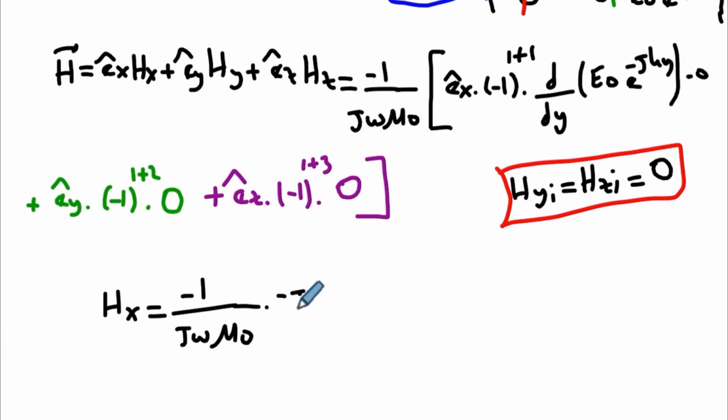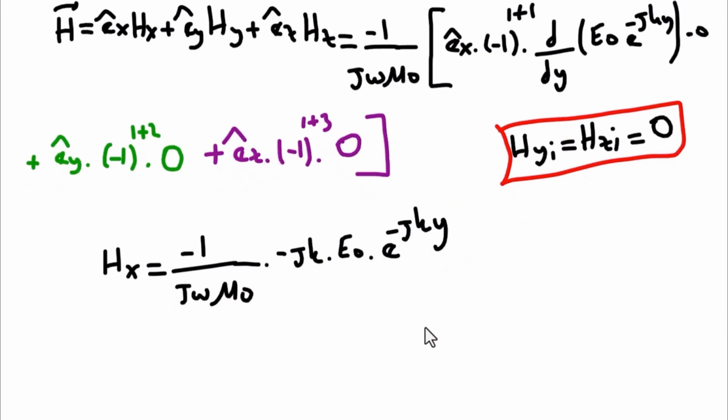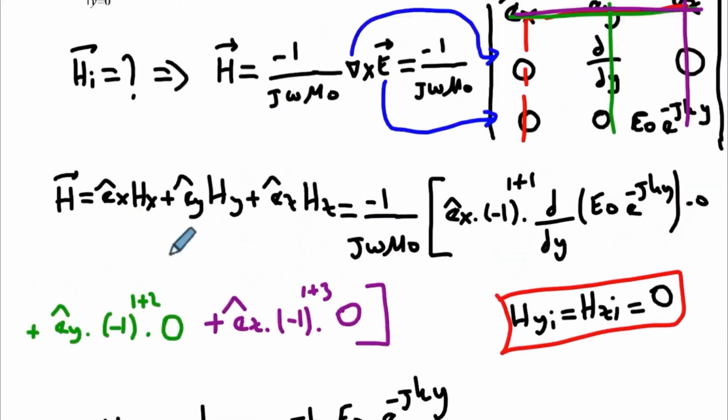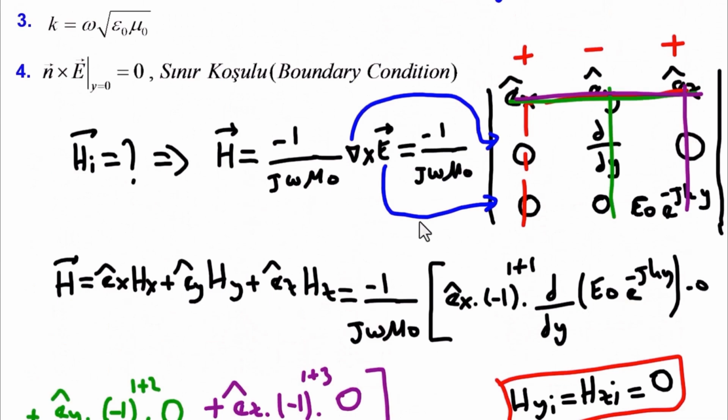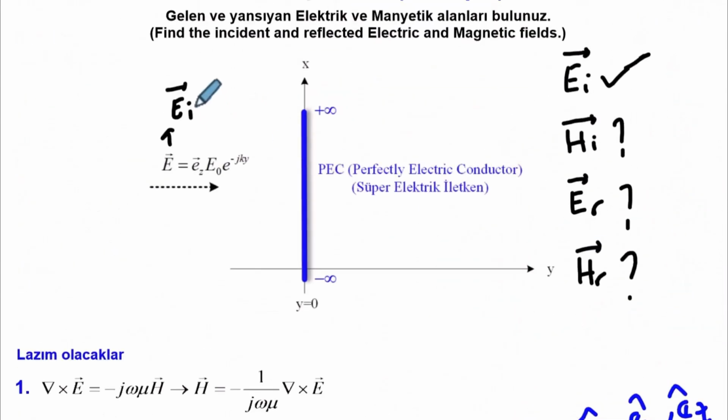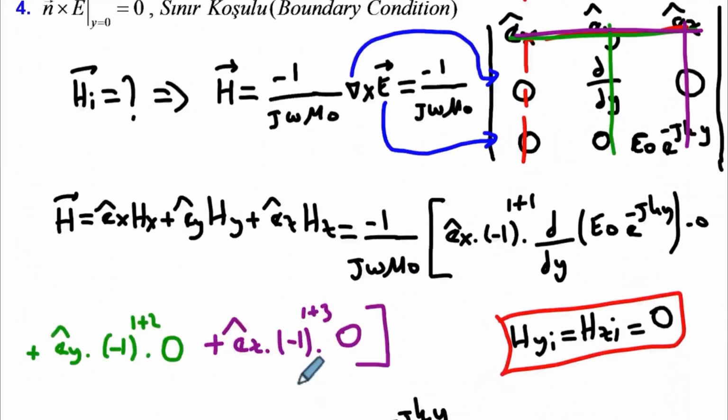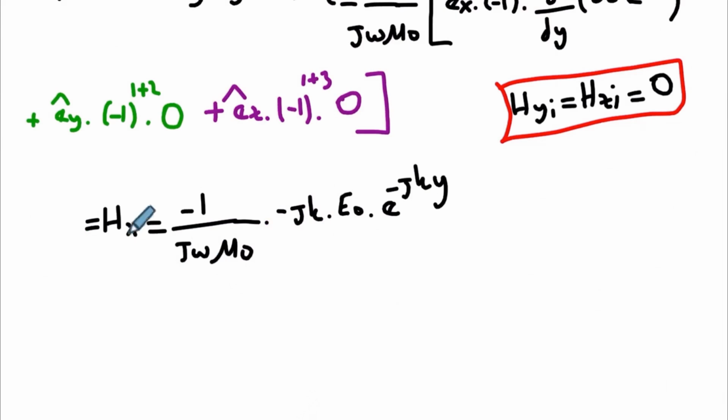So would it be like this? -jk E0, and e to the minus jky itself comes exactly as is, the classic derivative of the exponential. Now, I know what Hx is equal to in this region, since I performed the cross-product operation here for the incoming field. For y, the result I found is automatically equal to the incoming magnetic field, friends. Alright, now I will find this.